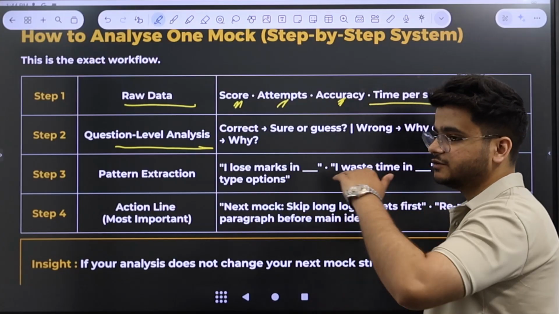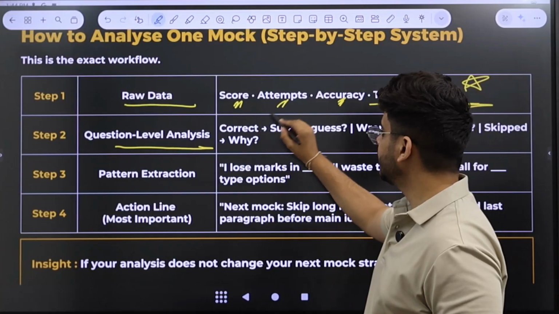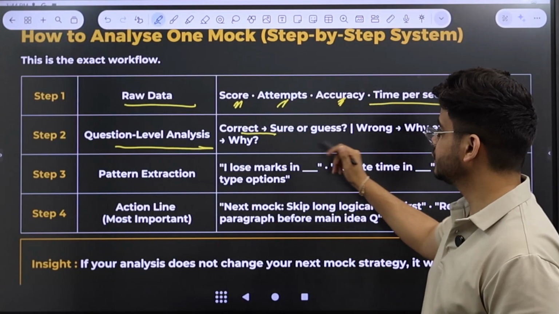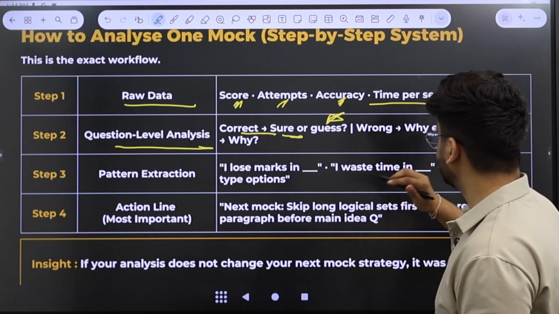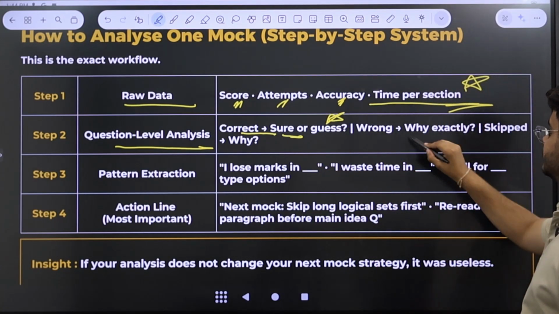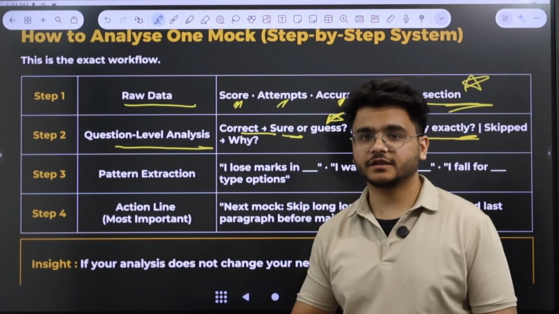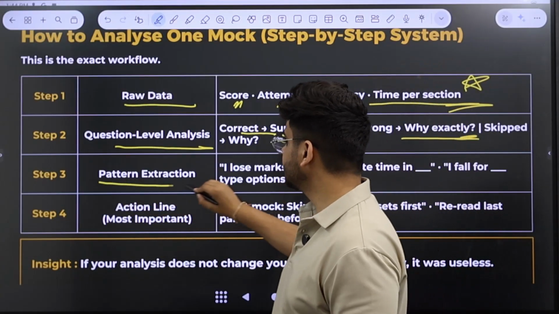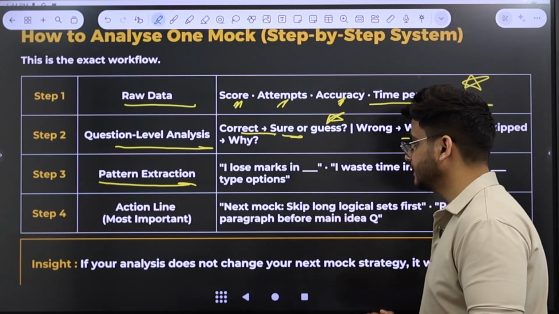So let's just make a template of the English section and then go on to the correct number of questions. So the number of correct questions, was it you being sure or was it a guess? Again, very important. And if it's a wrong question, why exactly did you mark it wrong? Was it a concept error? Was it a knowledge error? What was it?